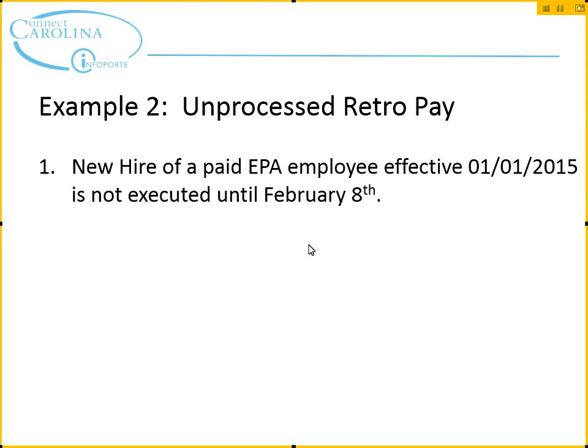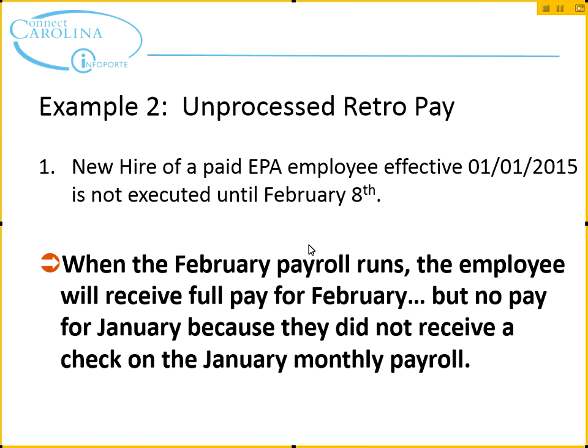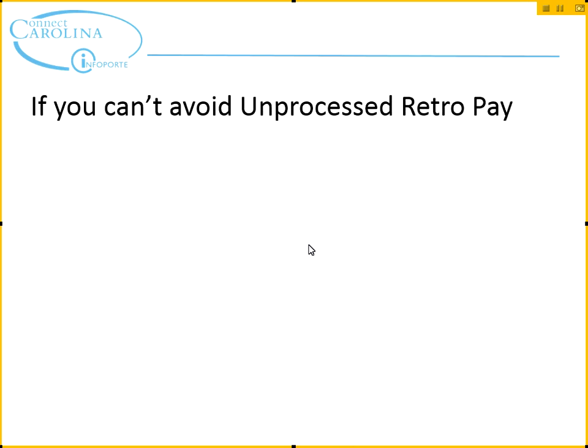Another example, a new hire of an EPA employee effective 1/1 that doesn't execute until February 8th. When the February payroll runs, the employee will receive all of the pay for February, but not for January because, again, they didn't get a check on the January payroll. All the examples we put in are focused on EPA only because we're seeing more of these issues with EPA employees, but they apply to SPA employees as well.